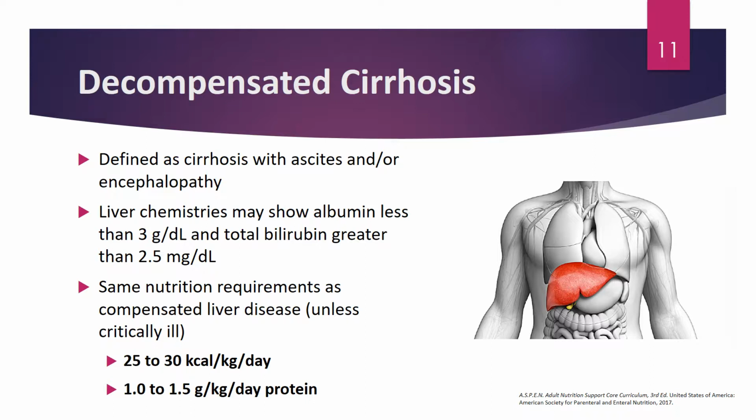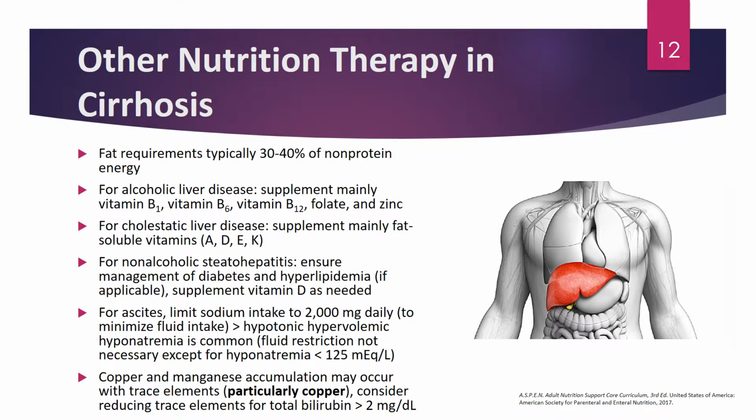These patients have the same nutritional requirements as compensated liver disease patients, unless obviously they're critically ill. So in that case, they basically get the same nutritional requirements, 25 to 30 kilocalories per kilo per day, or 1 to 1.5 grams per kilo per day of protein. If they're critically ill, basically the critical care requirements for protein would be 1.2 to 2.0 grams per kilo per day, as we've previously discussed. In regards to other nutrition therapy and cirrhosis, fat requirements typically make up about 30 to 40% of non-protein energy.